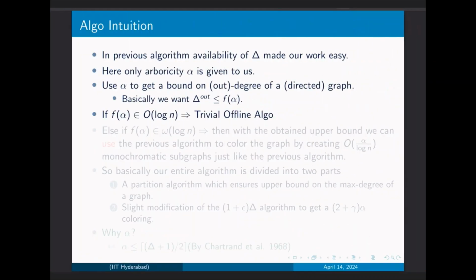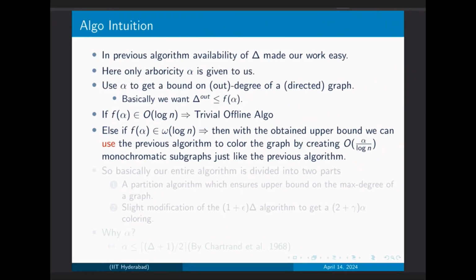So suppose I assume that we have bounded it. Now what happens? There are two cases, same as the earlier ones. If that bound is less than log n, then we can run the trivial offline algorithm. We can store all the edges, we can store all the vertices, and we can run the greedy coloring algorithm and get an f of alpha plus 1 coloring in the offline sense. But if it is strictly greater than log n, then what happens?